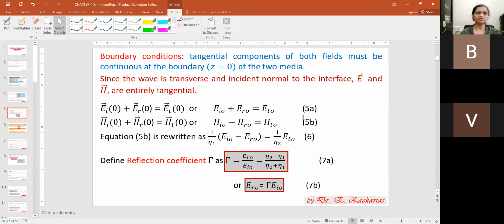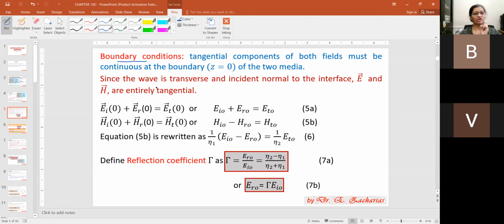Okay. Next, we now have to go to what we have seen in some previous chapter. We have to now discuss the boundary condition. Whenever we talked of boundary conditions in electrostatics and all that, we talked about the tangential component of the fields being continuous at the boundary. When a wave goes from one medium to another, the tangential components of the electric field E and the magnetic field H should be continuous at the boundary.